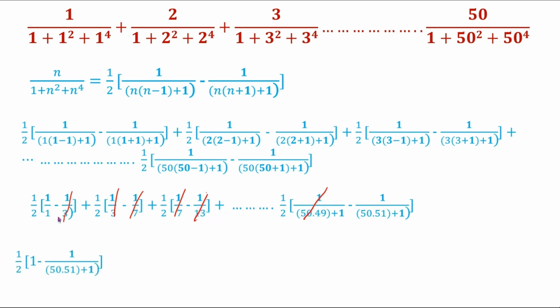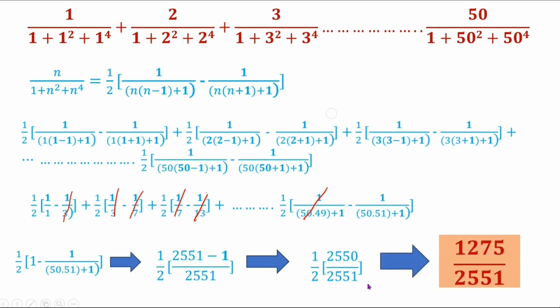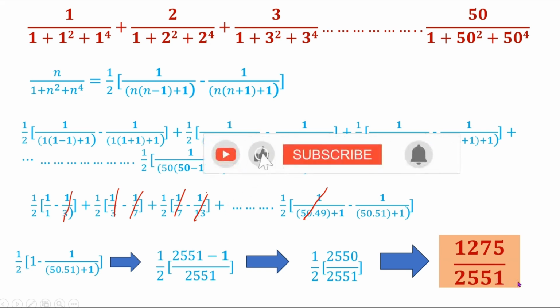Finally, we have two terms in this equation, that is 1 here and minus the last term over here. So if we further simplify it, this is 2551, and if we take the LCM, 2551 minus 1 by 2551. If we do further simplification, it's 2550 by 2551, half of it. So the final answer for this sum of the series is 1275 by 2551.